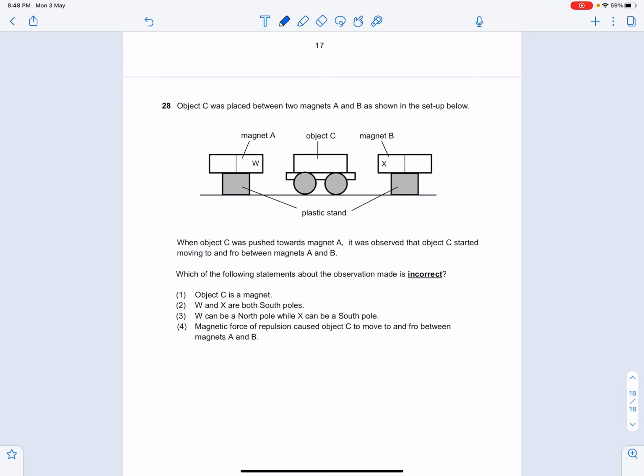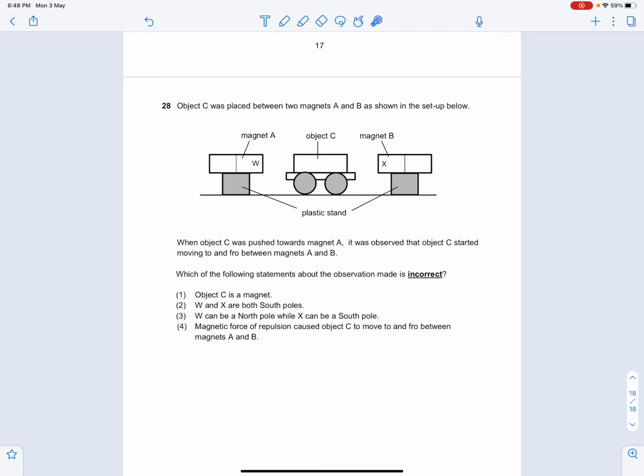Alright, finally, last question, 28. Now, object C was placed between two objects A and B as shown in the setup below. When object C was pushed towards magnet A, it was observed C started to move to and fro between magnets B and A. Which of the following statements about the observation is incorrect?